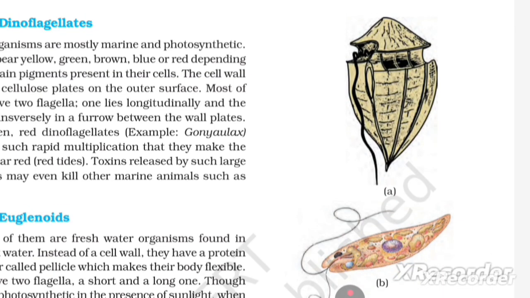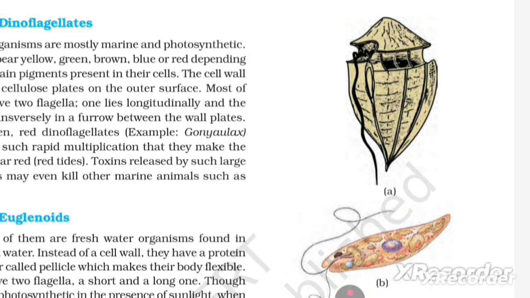Dinoflagellates. These organisms are mostly marine and photosynthetic. They appear yellow, green, brown, blue, or red depending on the main pigment present in their cell. The cell wall has stiff cellulosic plates on the outer surface. Most of them have two flagella, one longitudinal and the other transverse in a furrow between the wall plates.